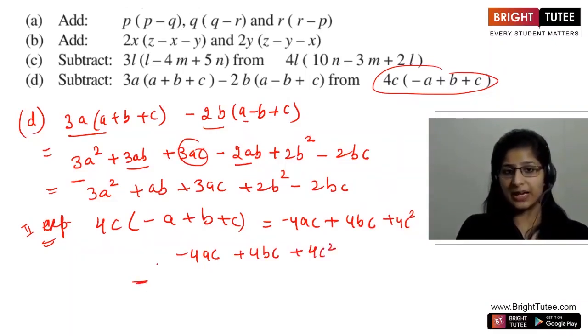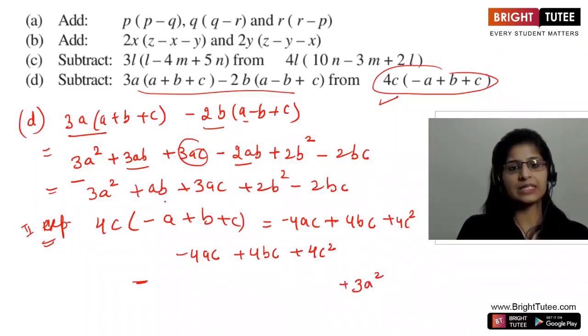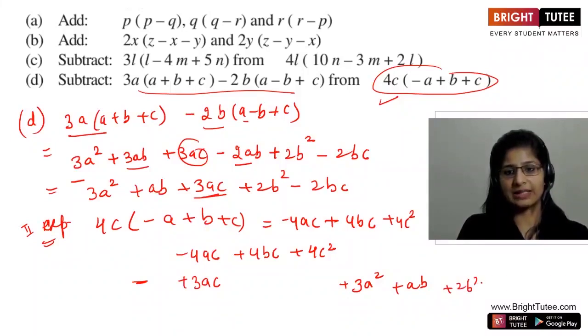From this we have to subtract this, which we have simplified, and this is 3a². So I am writing 3a² as it is, plus ab. Do we have any term having ab? No. So plus ab. Then we have 3ac. Do we have ac? Yes. Plus 3ac here. Then plus 2b² as it is. Then I have minus 2bc.